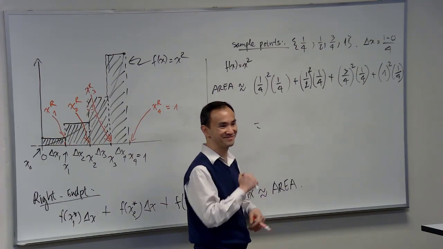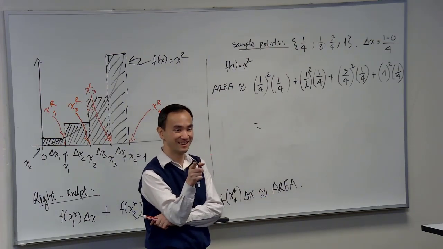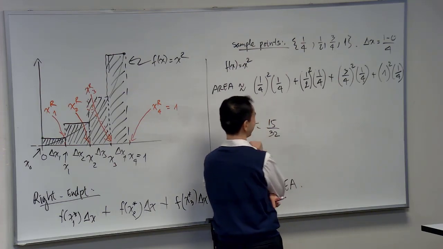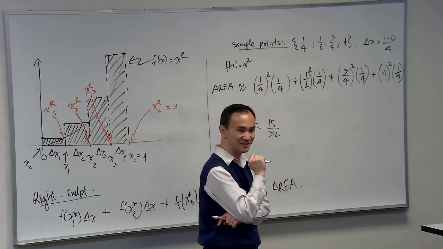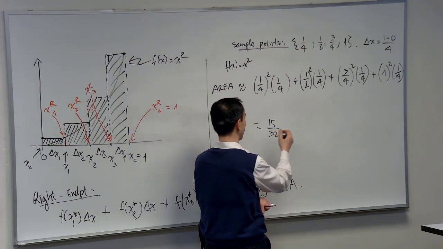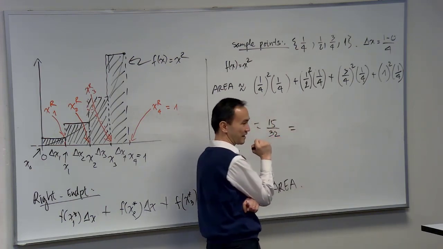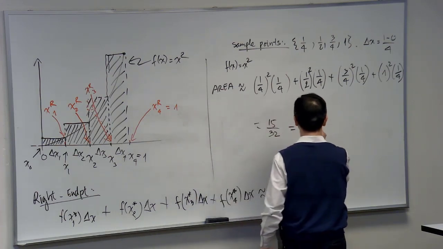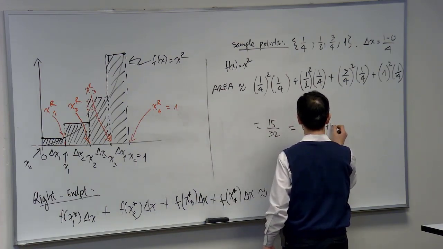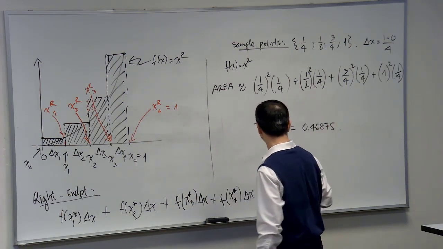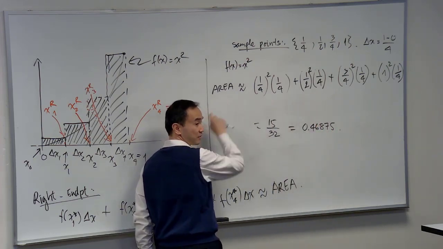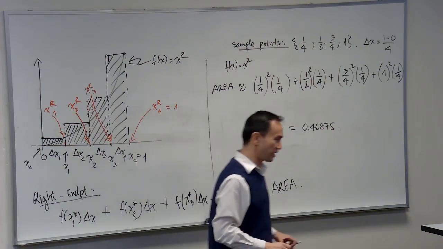I got 15 over 32. You got 15 over 32. All right, it looks reasonable enough. And then what's your decimal out of that? 0.46875. But again, we're only using that as an approximation to the real area that we're looking at. So now let's formulate this.